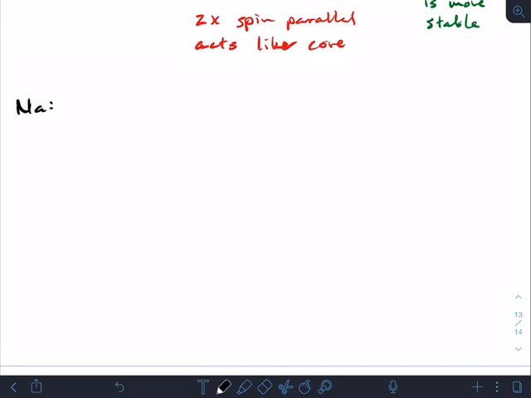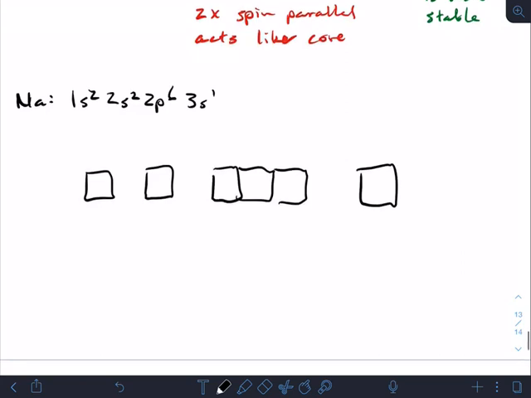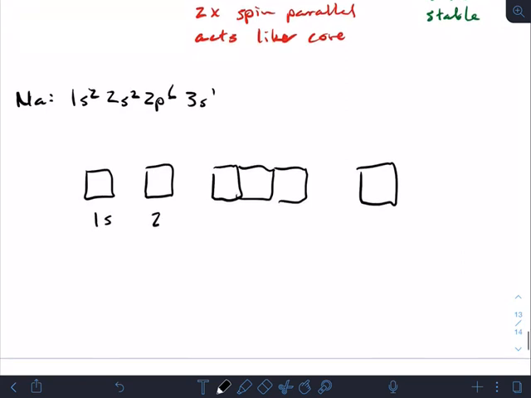A different example, on the other side of the box. Sodium. Sodium's a great one. It has 1s2, 2s2, 2p6, 3s1. The electron configuration. My boxes are good too. I'm really good at drawing shapes. That's why I'm not a visual artist. You all get the benefit of my attempts. Here's my 2p and my 3s.